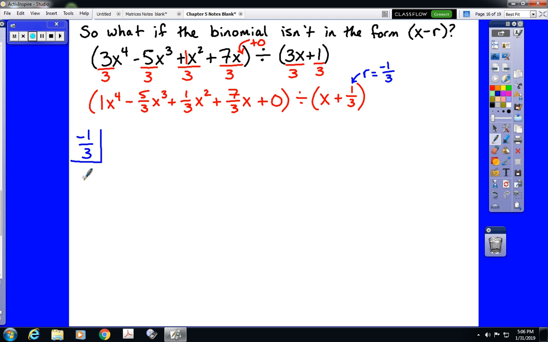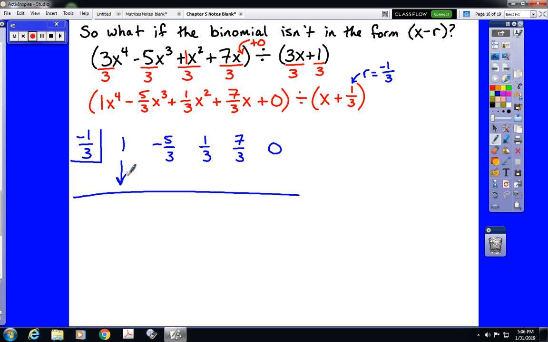So negative 1/3 is my r, that goes in the box. Outside the box I have my coefficients. 1, negative 5/3, 1/3, 7/3, and don't forget the 0. You have to have it or the problem will not work out.